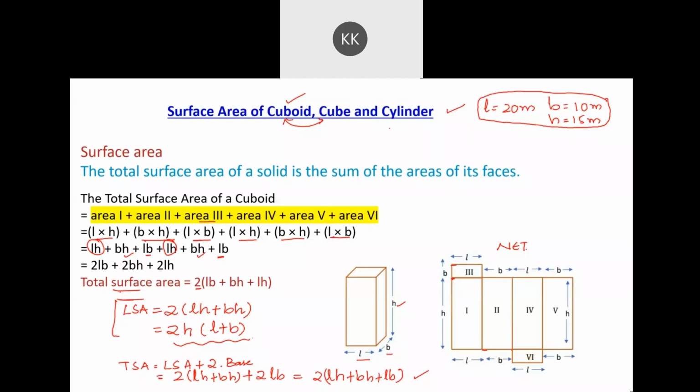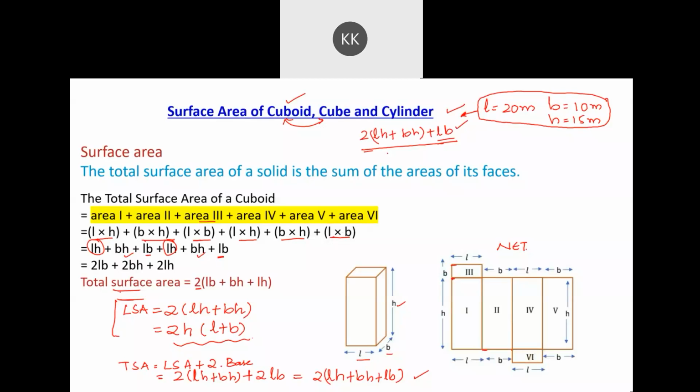So what will be the formula to be used? 2 times of bracket LH plus BH, bracket close, plus LB. Yes, one LB part should be there. Very good. Only one of the bases has to be considered. We will not consider two bases. All right. Isn't it clear? Yes, sir. When we solve the application type of question, I'll explain again.